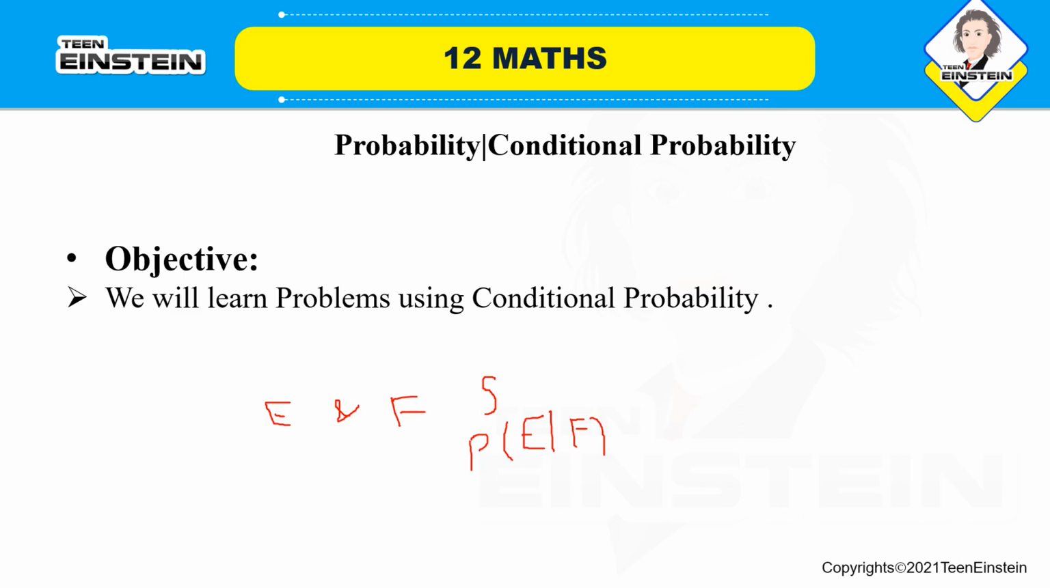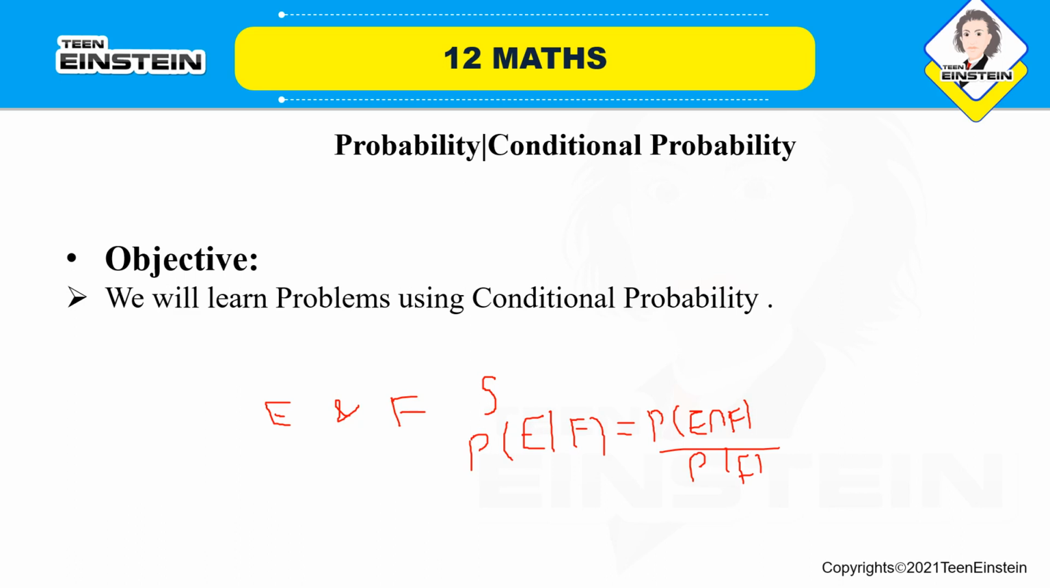Okay, so this is given by, already we have learned this in the previous class, the definition, and we have done some problems. So this is probability of intersection of these two events, that is the numerator. Probability of E intersection F divided by P of F. Okay, this is the definition provided P of F is not equal to 0.